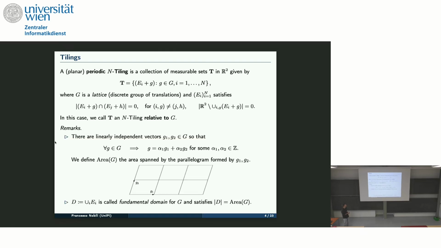And a quick remark: any element of a lattice is an integer-coefficient linear combination of two special vectors, g1 and g2, which are linearly independent, and they span essentially a parallelogram with area, which I will call area of G. And according to the previous talk, if you make the union of all these generators, then you end up with what is called the fundamental domain, which has precisely the same amount of area.